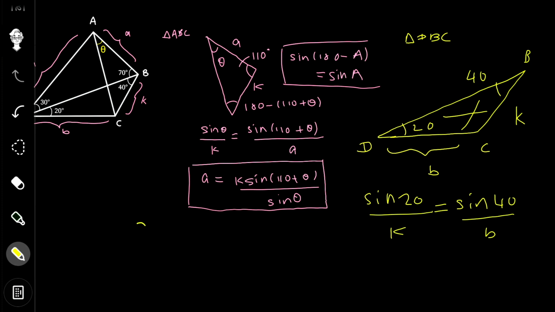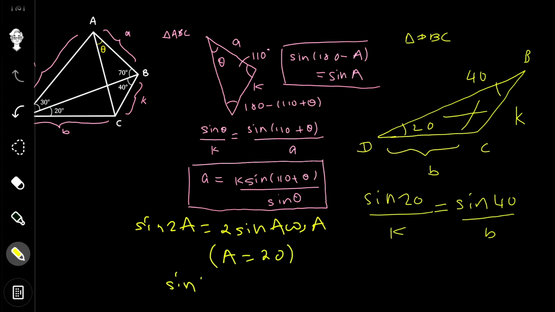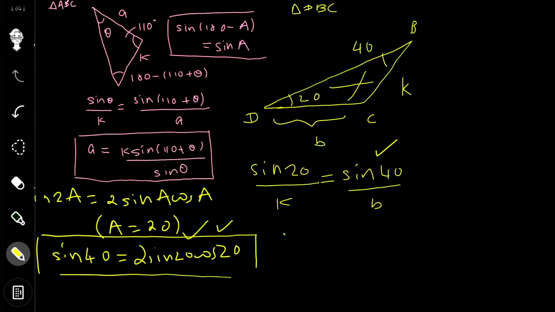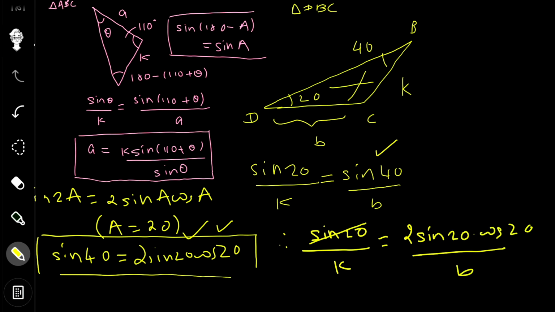Now we know this identity, that sine of 2 times A is equal to 2 times sine of A multiplied with cos of A. Now by replacing A with 20 degrees, on the left hand side we will get sine of 40 degrees, and this would be equal to 2 times sine of 20 degrees multiplied with cos of 20 degrees. So here we have got the value of sine of 40 degrees in terms of other trigonometric ratios. So over here I will replace sine of 40 degrees with this value. Therefore the first ratio as it is, sine of 20 upon K, would now be equal to 2 times sine 20 into cos 20 divided by B. Now sine 20 and sine 20 can be factored out because sine 20 is not equal to 0.